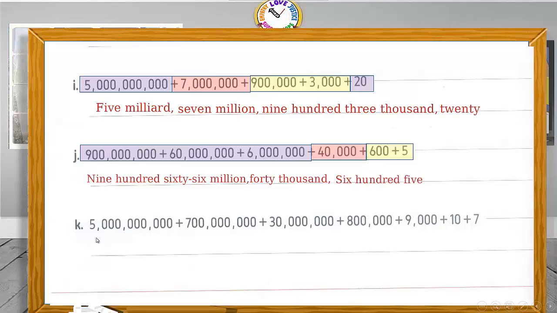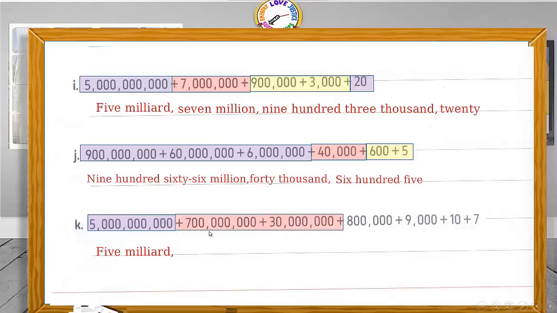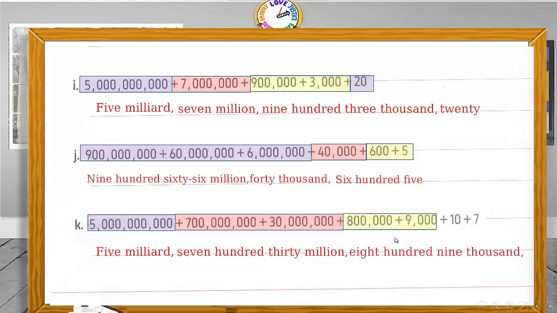Last number here 5 million. 700 million, 30 million, 800,000. Now I have one first period, 5 million, write 5 million, put comma. Next period, millions. Where is million? 730. So write 730 million. 730 million. And in thousands we have 800,000 and 9,000 together inside one period. 809,000. 809,000. Last period we have 17. Write down 17.